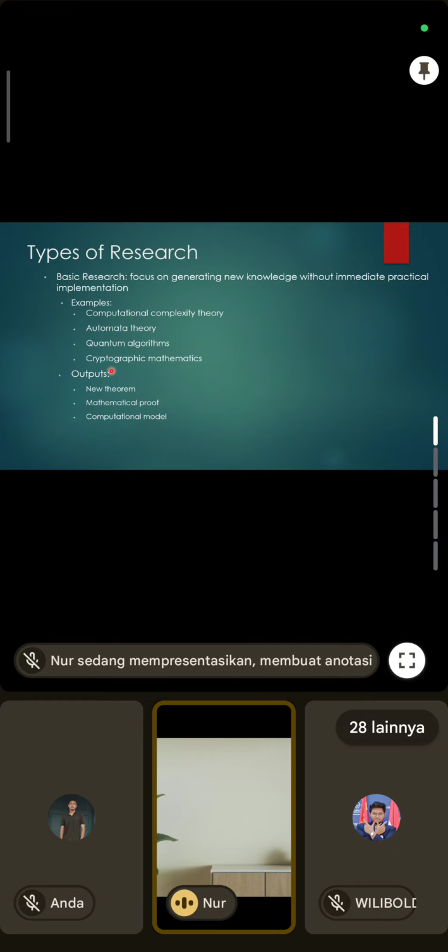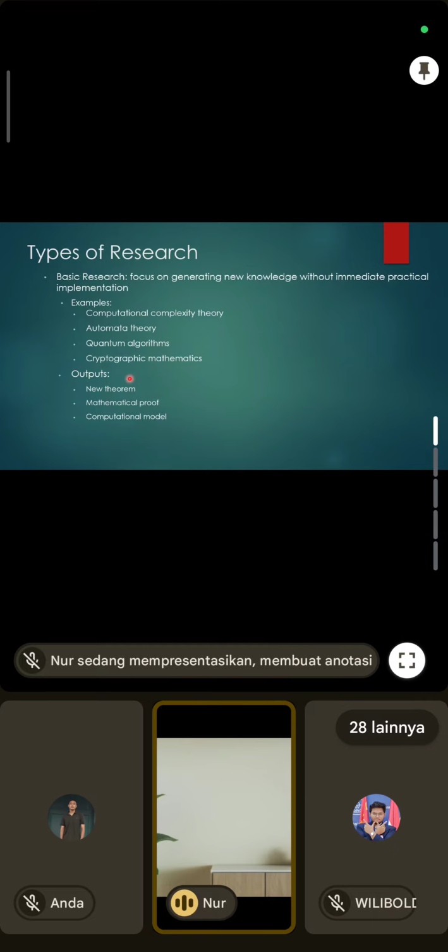Or we could also see some mathematical point of view related to cryptography. It is about how robust some cryptography algorithm will be, based on a mathematical model, right? So these are the examples of basic research.